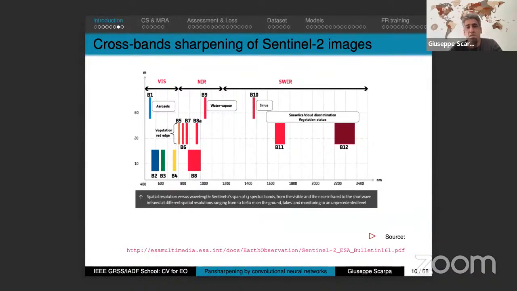Four bands operating in the visible near-infrared range are provided at the finest resolution of 10 meters. All the other six bands work at 20 meters, while the remaining ones, which are mostly useful for monitoring atmospheric conditions, are given at 60 meters. Therefore, a fusion problem arises, whose ultimate goal is to raise the resolution of the 20 and 60 meter bands up to the finest resolution of 10 meters, benefiting from the four finest resolution bands.